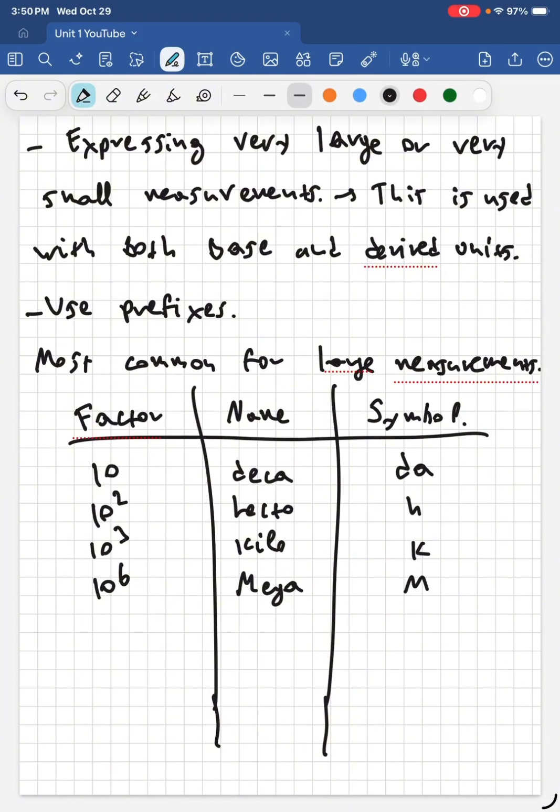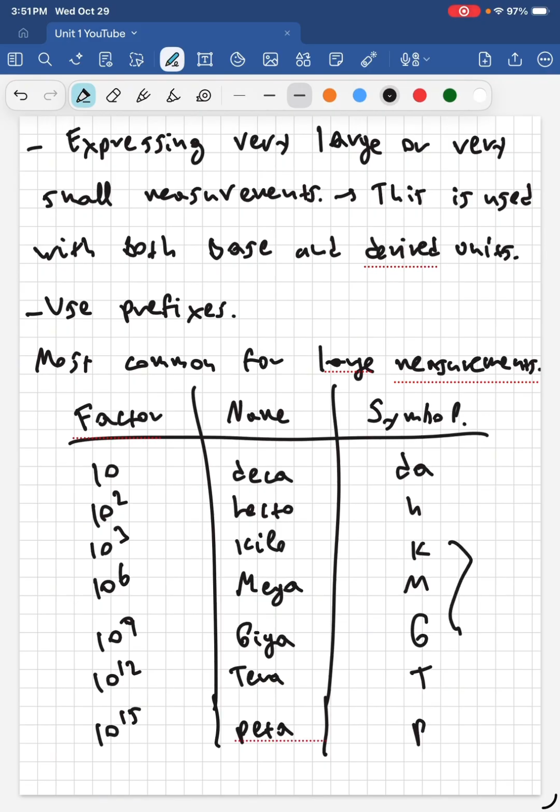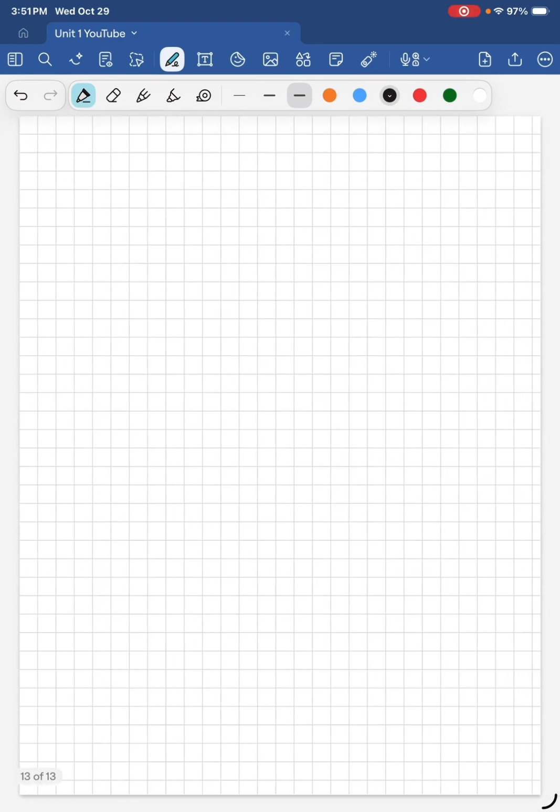Okay. Next one is 10 to the 9, giga, and the symbol is capital G. 10 to the 12, which is tera, with capital T. And 10 to the 15, which is peta, with P, okay? So these are the most commonly used, okay? Now let's talk about small quantities.